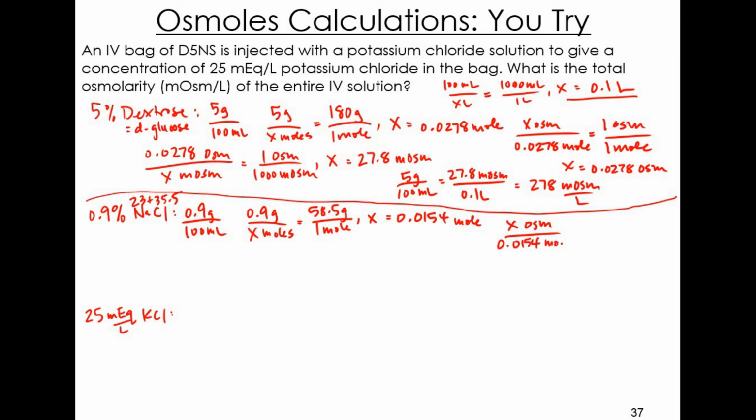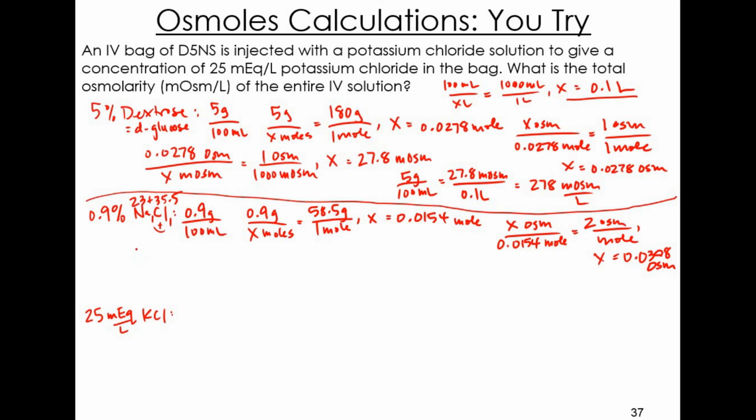0.0154. And what's the osmoles per mole of sodium chloride? Well, there's one of each of these ions, so we add them together to get osmoles per mole. That's 2 osmoles per mole. So X will equal 0.0308 osmoles.